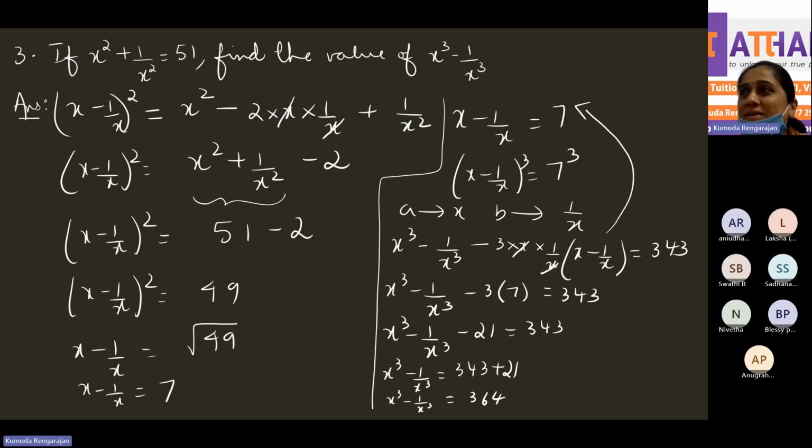Somewhere you wrote x, 1 by x, then suddenly x cube by. Why that confusion? In a hurry? No, the powers also you didn't write correctly. See, 3ab into a minus b. There also you put x cube, 1 by x cube and all that.